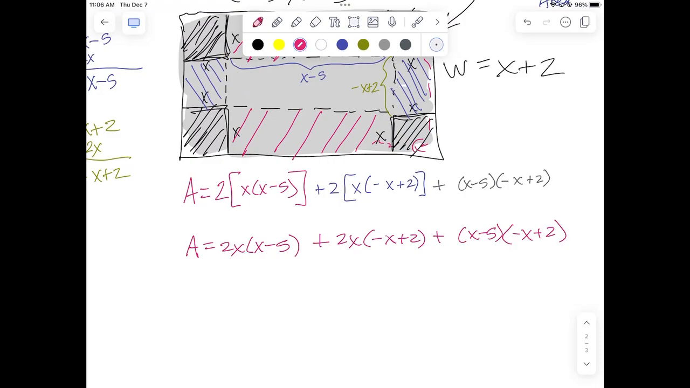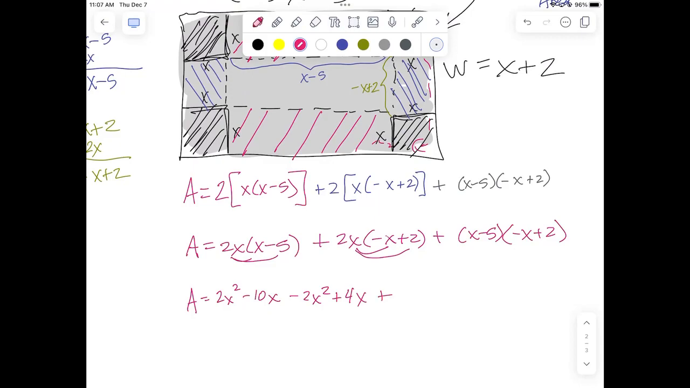All right, now in the first term, all I have to do is distribute the 2x. Yes? So that's 2x squared minus 10x. Piece of cake, right? Next term, plus. Ooh, it's actually going to be minus, isn't it? 2x times negative x is negative 2x squared. 2x times 2 is plus 4x.